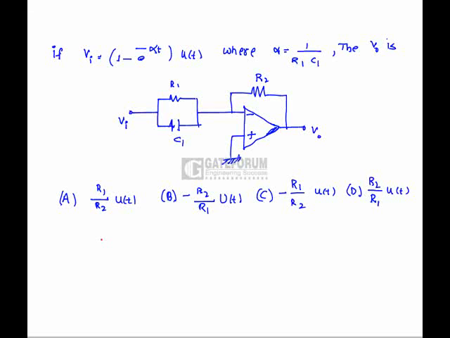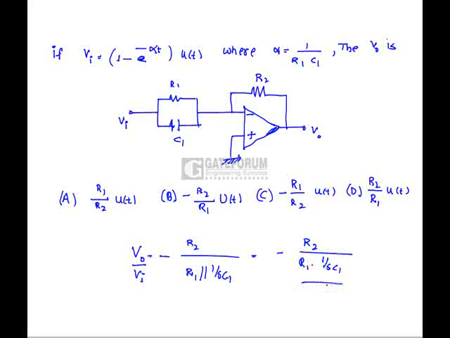If Vi equals (1 minus e power minus alpha t) into u of t, where alpha equals 1 by R1 C1, then V0 is. Here we know that V0 in case of inverting amplifier is R2 divided by R1 parallel with 1 by SC1, which is gain V0 by Vi, that is minus R2 into (1 by SC1) divided by (R1 plus 1 by SC1).